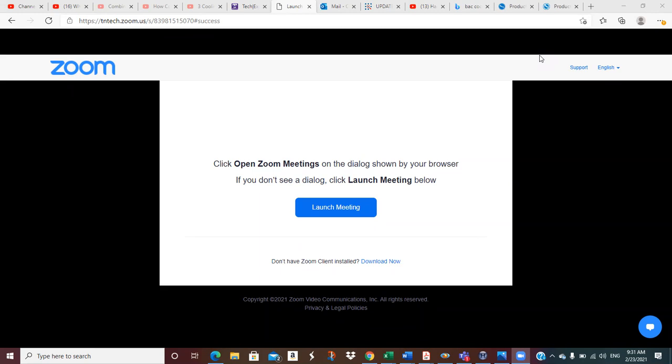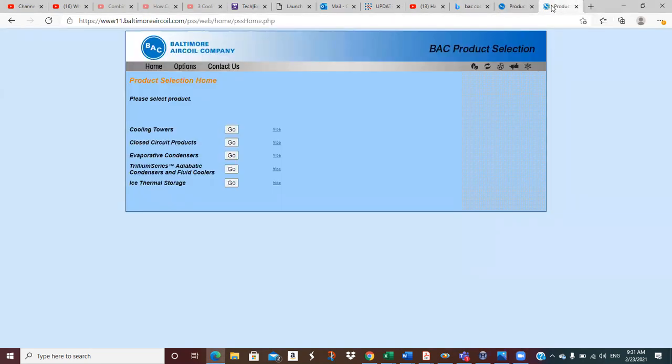Okay, so what we're going to do first is look at some cooling tower selection software. So let's see, how shall I give this to you? Well, I'll tell you what. I will email out the login. If you have a piece of paper and a pencil handy, you can write it down.